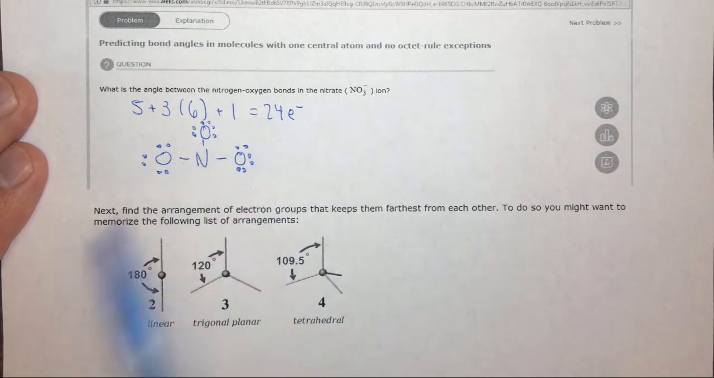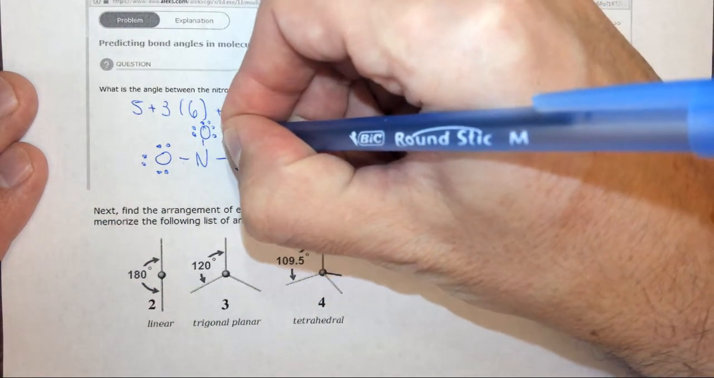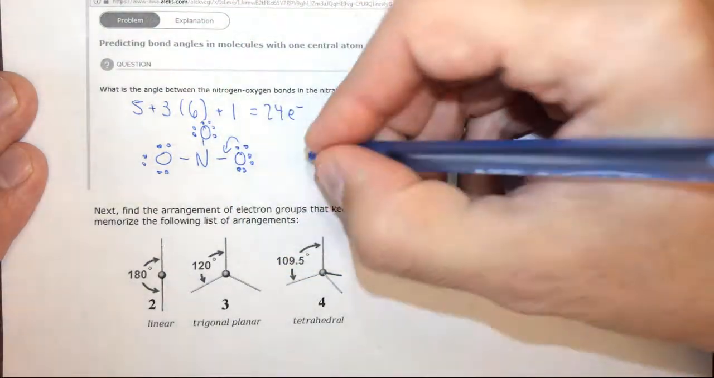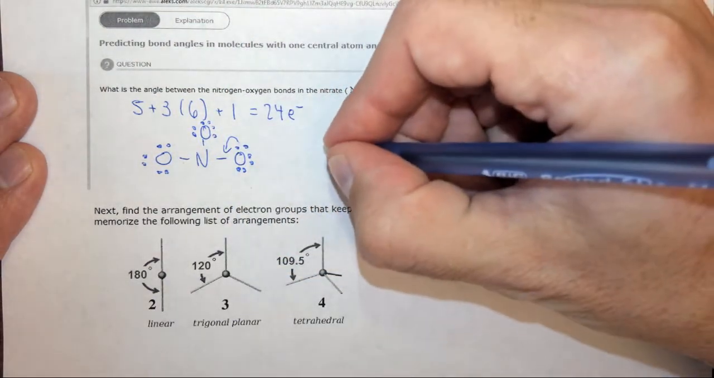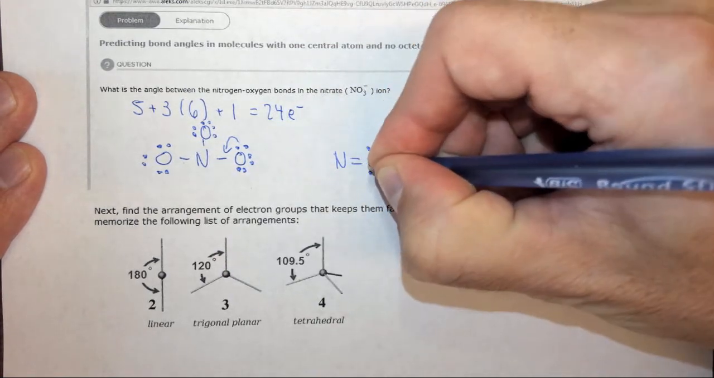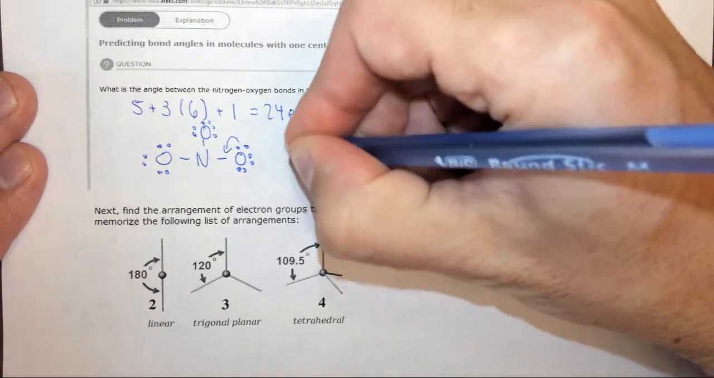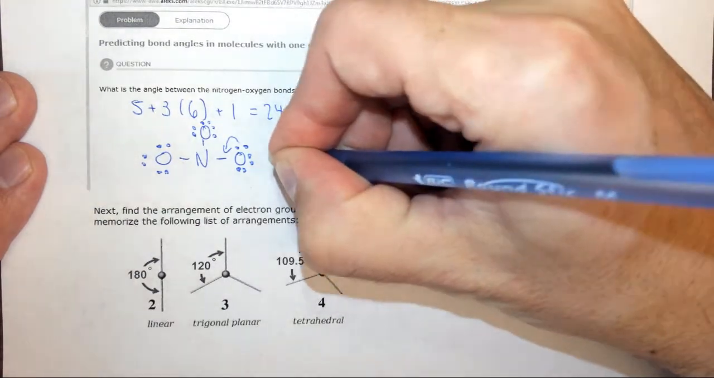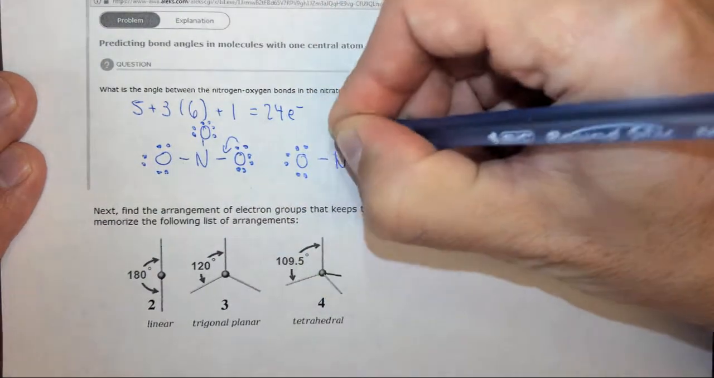I do not have full octets here. Nitrogen doesn't have an octet. Well, if I don't have enough electrons and I want to make up octets, I need to make a multiple bond, which gives me N double bond O, like so.